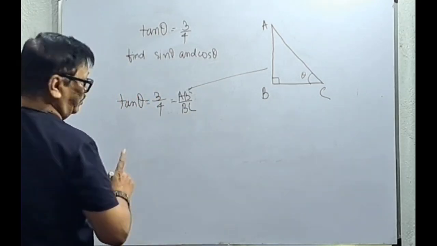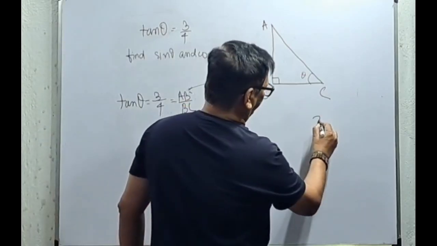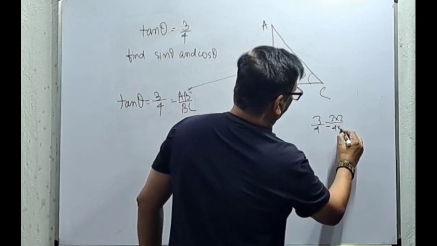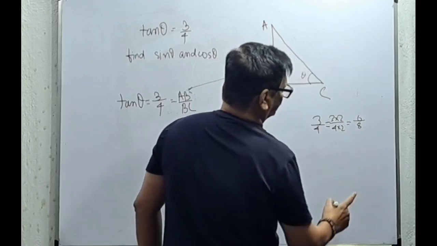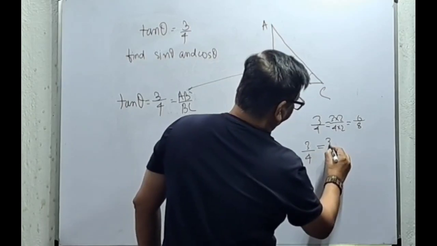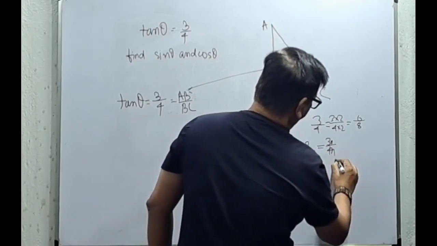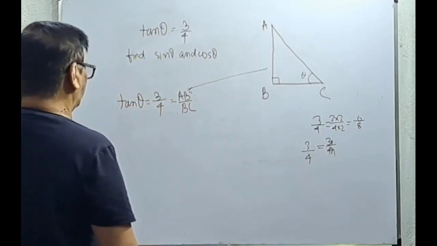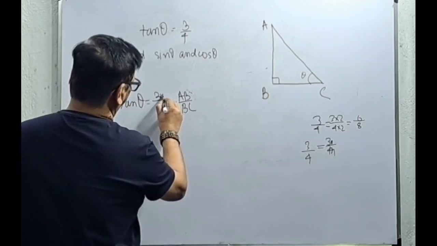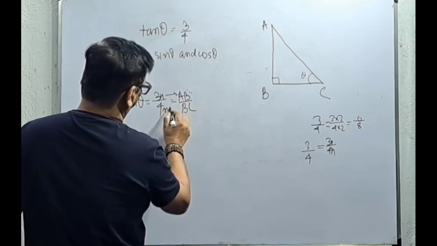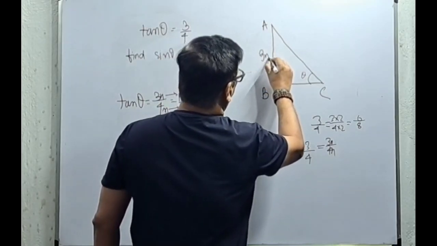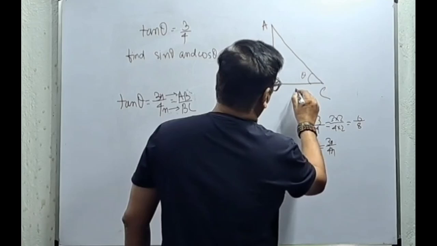Now you know equivalent fractions. 3 by 4 can also be written as 3 into 2, 4 into 2, which is equal to 6 by 8. So we'll write 3 by 4 is equal to 3n by 4n. If we compare the sides, AB is equal to 3n and BC is equal to 4n.